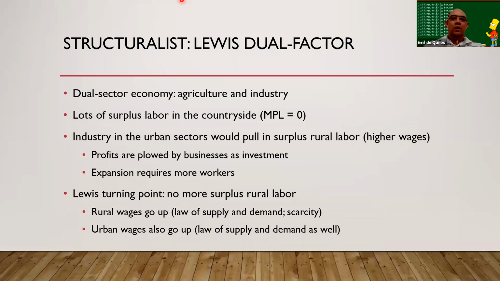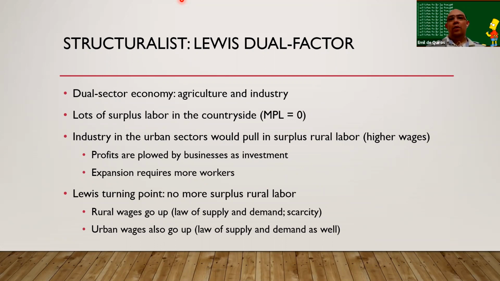So Lewis, the dual factor. Now let's explain this, and we'll have an example later, the China example. All right. So again, Lewis described it into two sectors, agriculture and industry. So his belief was there was a lot of surplus labor in the countryside.